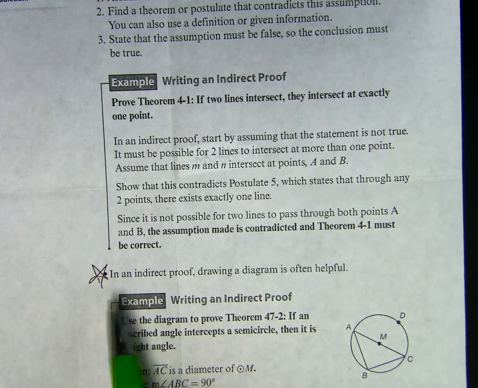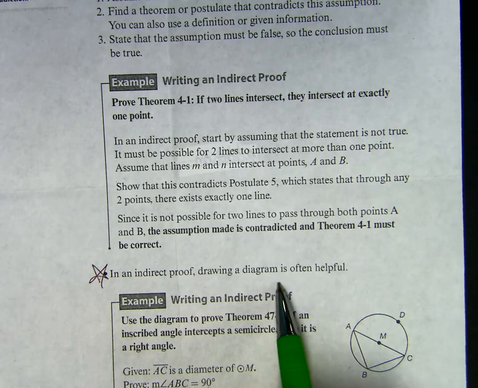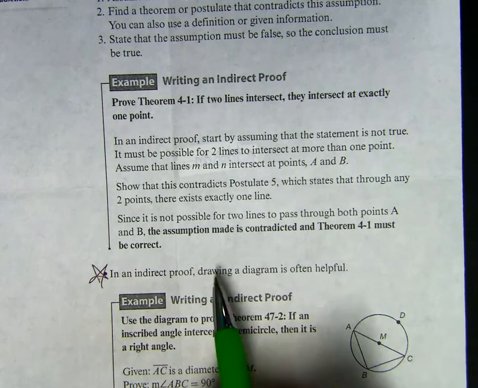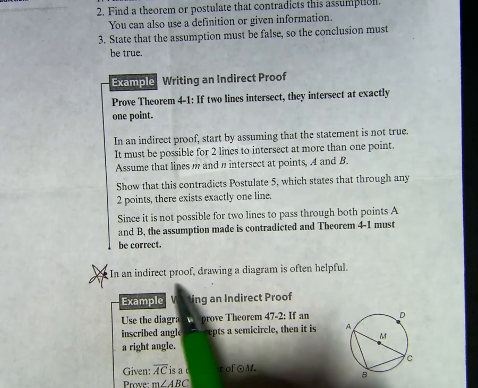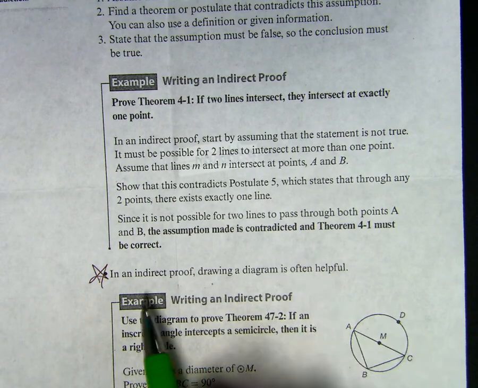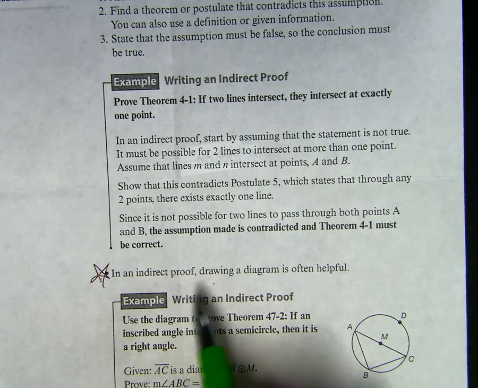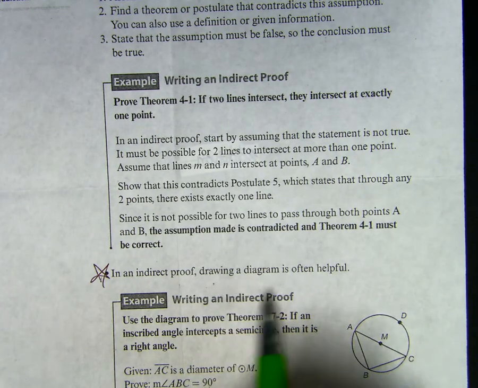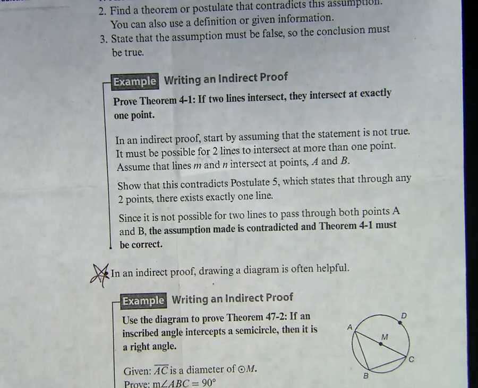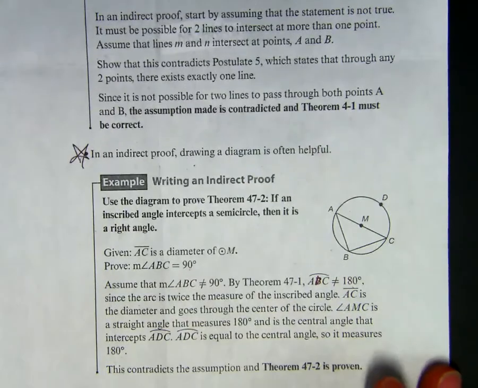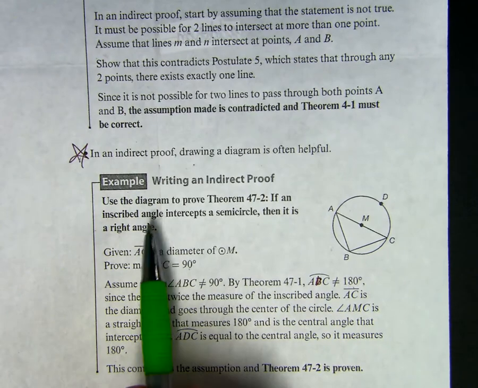Okay. In an indirect proof, drawing a diagram is often helpful. I don't want you guys to be afraid of drawing pictures when you're doing your homework or proofs and stuff like that. Pictures really help so that you can kind of see what they're asking. So here's an example.